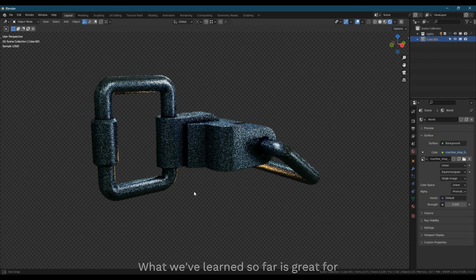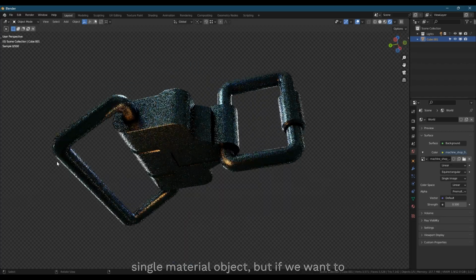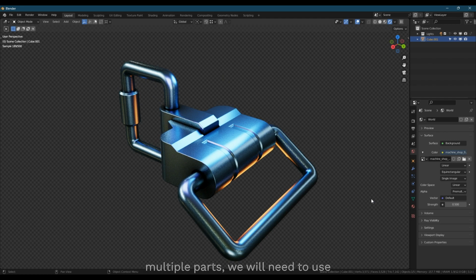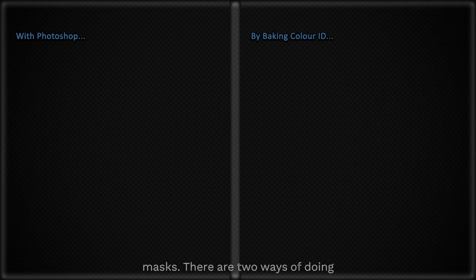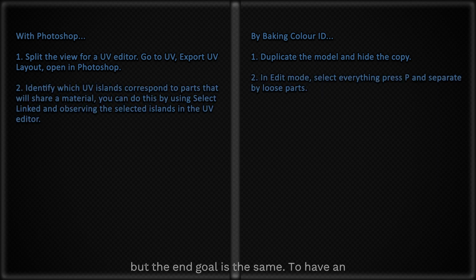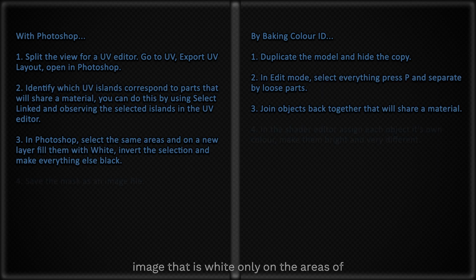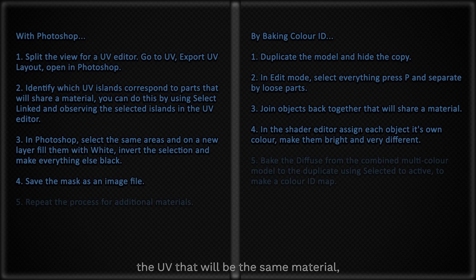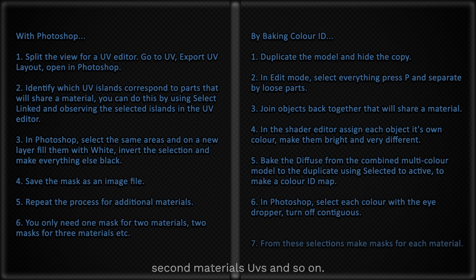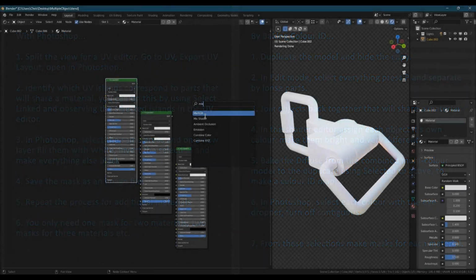What we've learned so far is great for single material objects, but if we want to procedurally texture a model with multiple parts, we will need to use masks. There are 2 ways of doing this, which I'll put on the screen now, but the end goal is the same: to have an image that is white only on the areas of the UV that will be the same material, then a second mask only white on the second material's UVs, and so on.